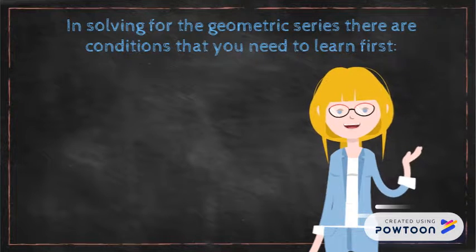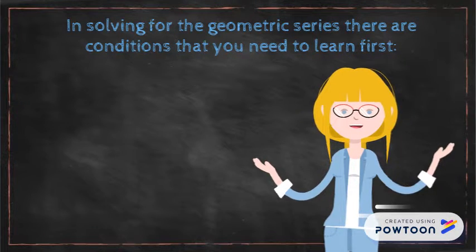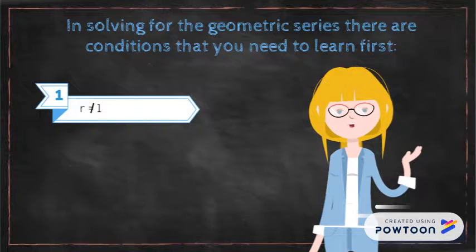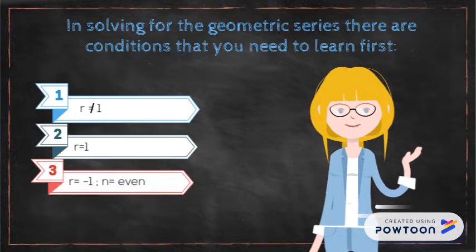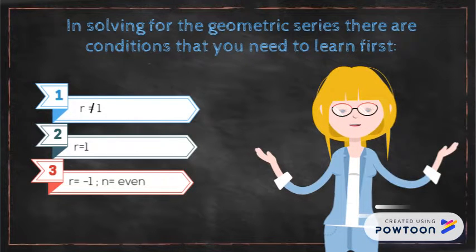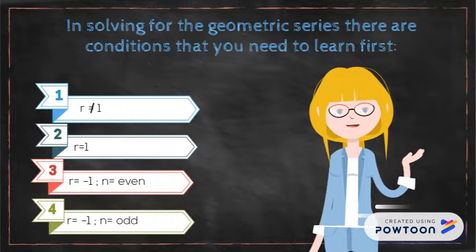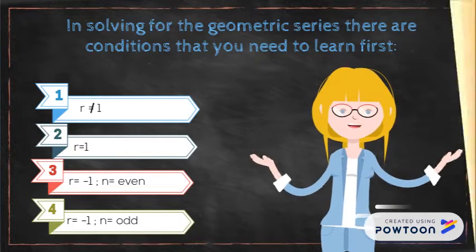In solving for geometric series, there are conditions that you need to learn first. 1. When r is not equal to 1. 2. When r is equal to 1. 3. When r is equal to -1 and n is even. 4. When r is equal to -1 and n is odd.